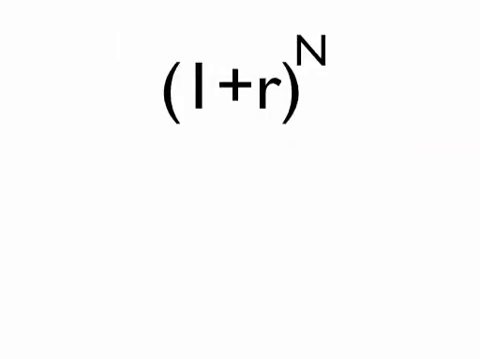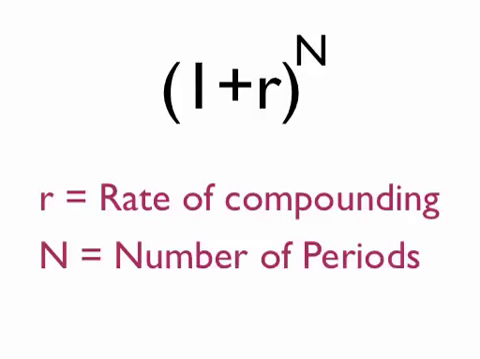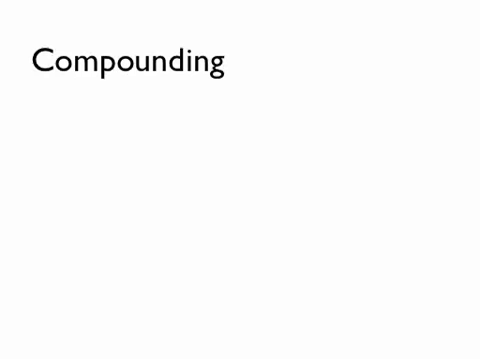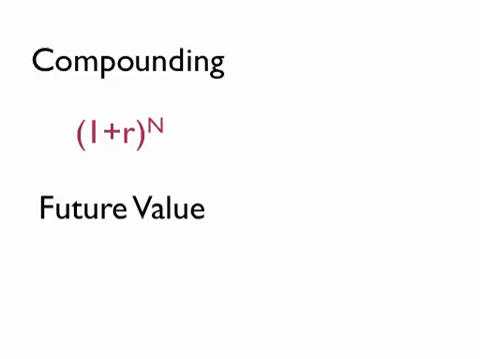The formula that we use is just this simple formula. All finance really comes back to this formula: 1 plus r raised to the power of n, where r is the rate of compounding and n is the number of periods. Let's see how this works under compounding. There's our formula. This will allow us to calculate the future value of something.